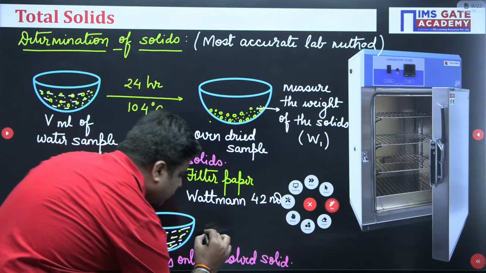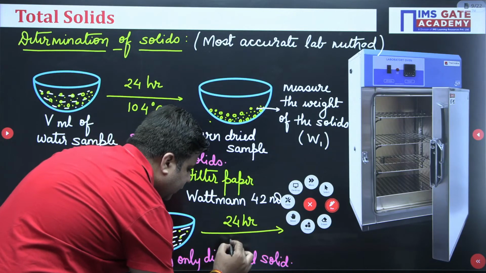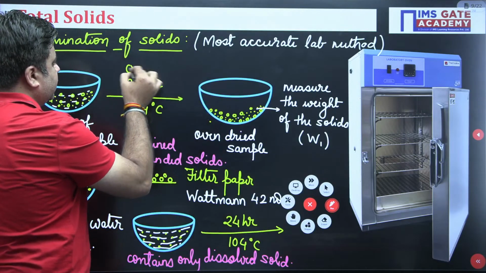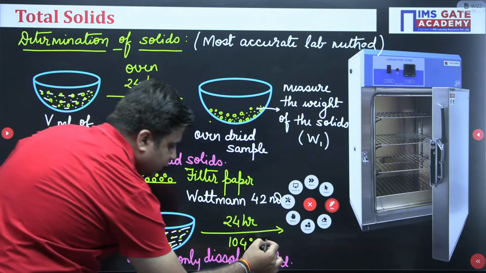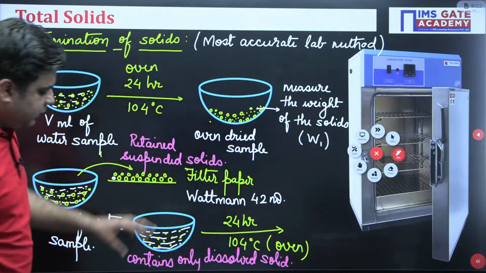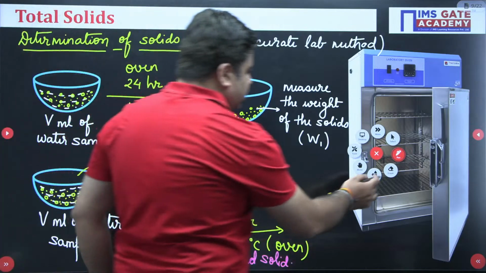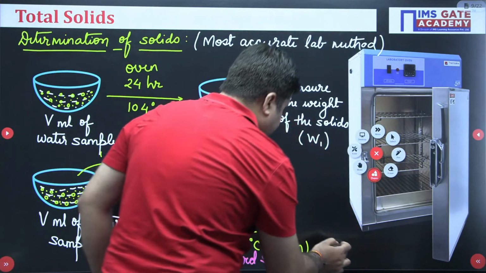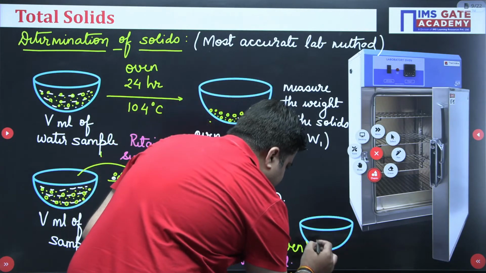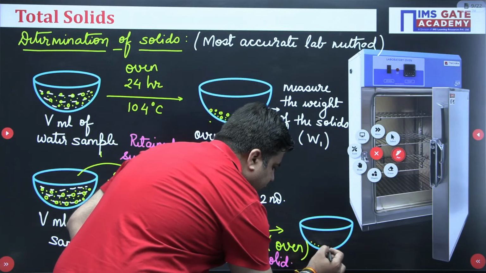When you place this crucible in an oven for 24 hours at 104 degrees Celsius, all the water is going to evaporate, and now you are only left with the dissolved solids. So this crucible will only contain the dissolved solids like this.